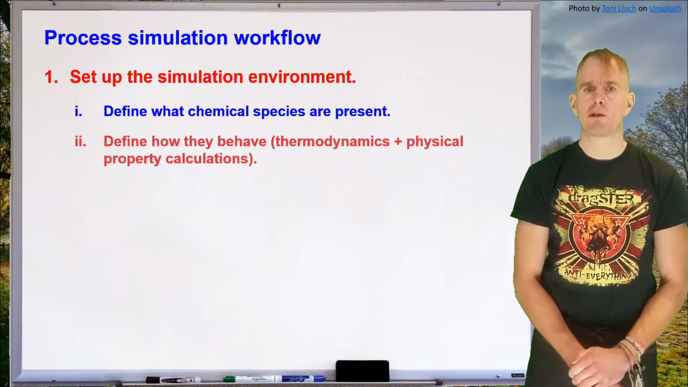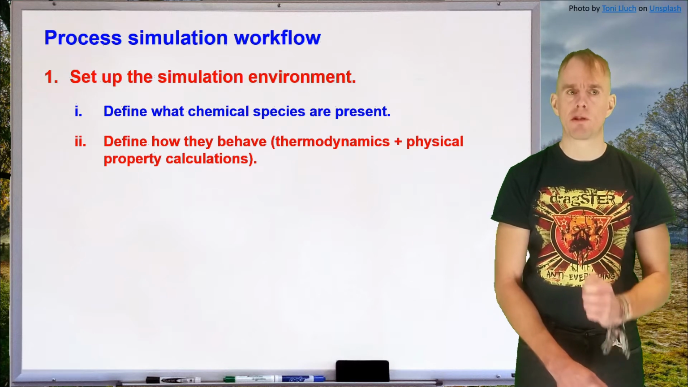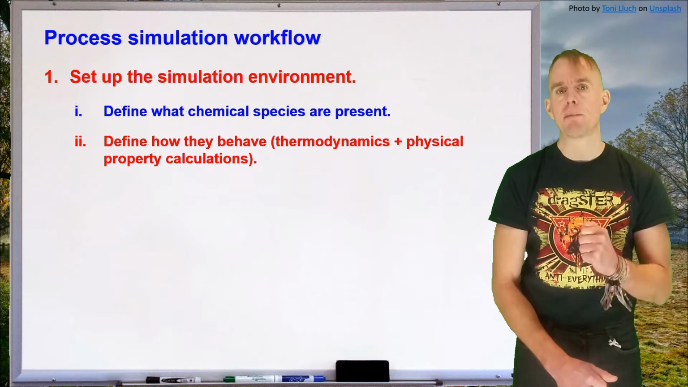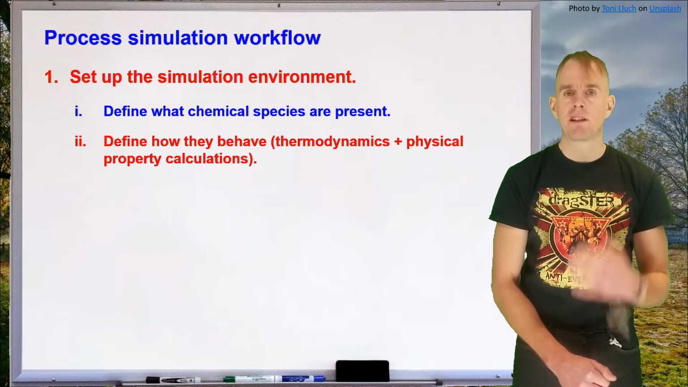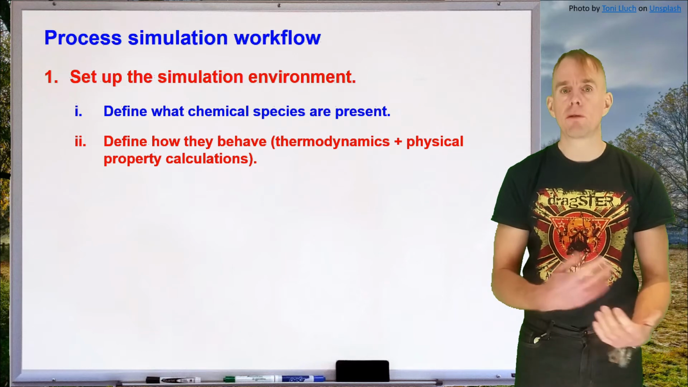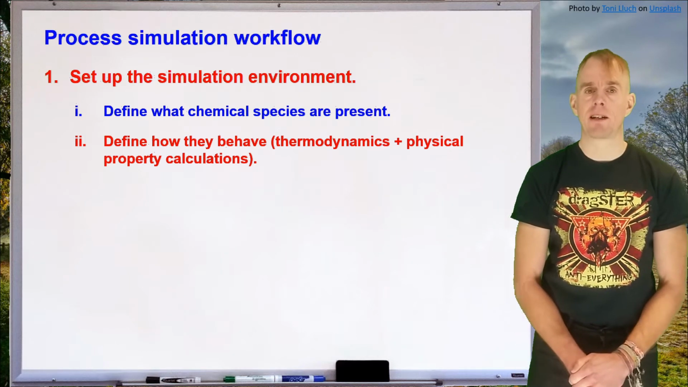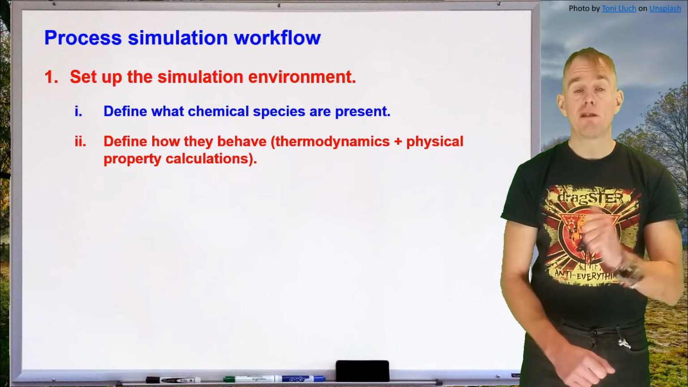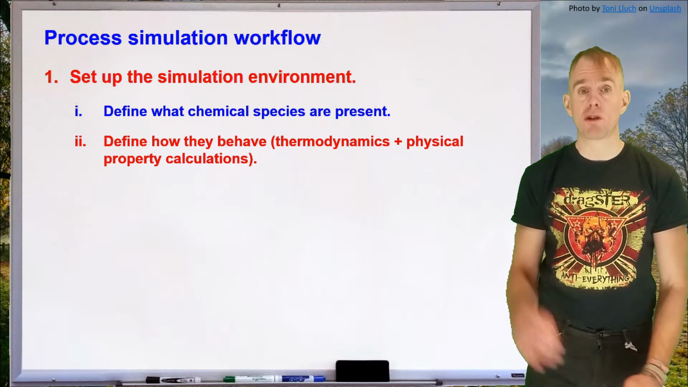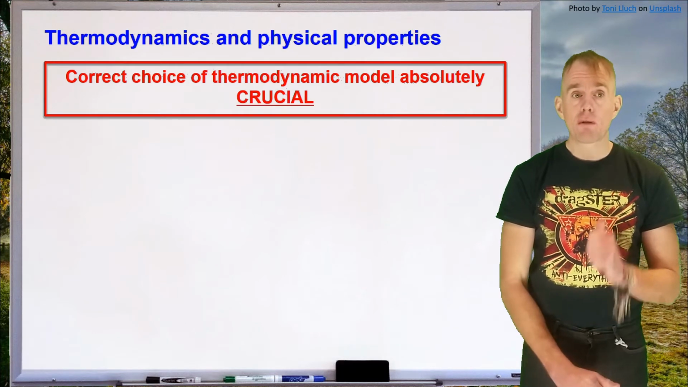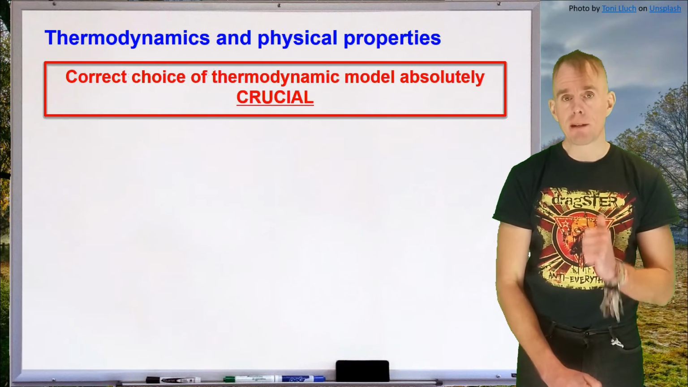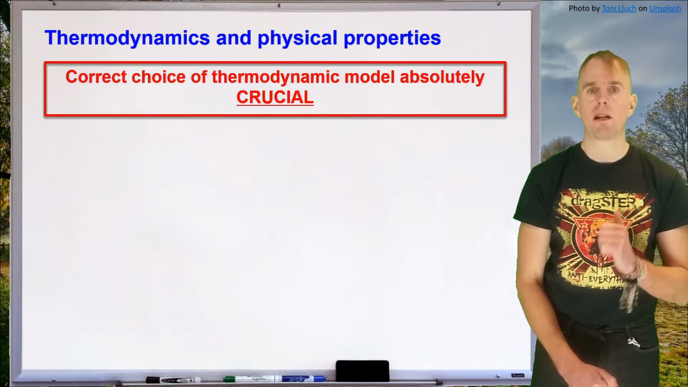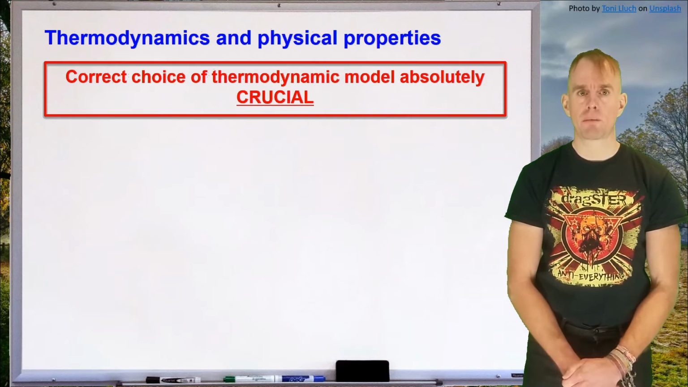Once you've defined your chemical species, we move on to a really important step, which is defining how they behave. This involves setting a thermodynamic model and also some aspects of physical property calculations. This step is so important it deserves a mention all of its own. The correct choice of your thermodynamic model is absolutely crucial when it comes to process simulation.